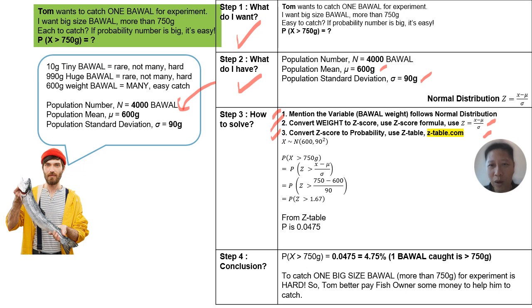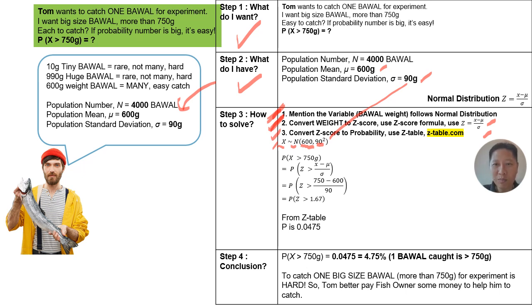Okay, step 1 inside the 3 steps here. Step 1, mention the variable. So we're going to mention that our fish variable, weight of bawa, follows the normal distribution model. The population mean is 600 gram, and then our variance, that would be the standard deviation squared, is 90 gram squared.